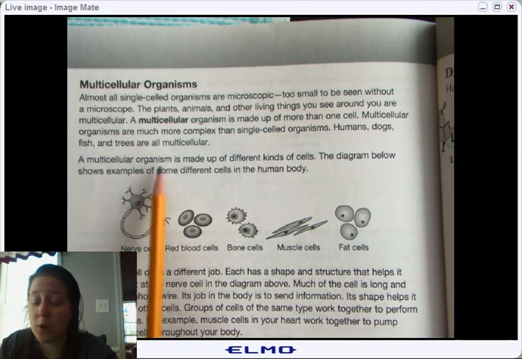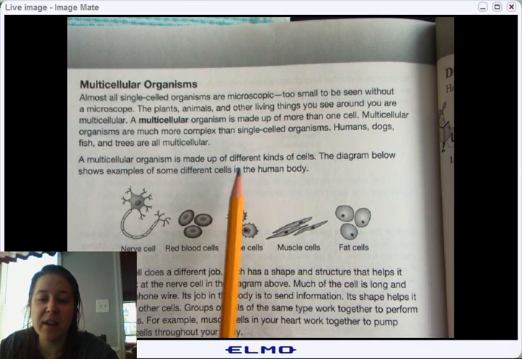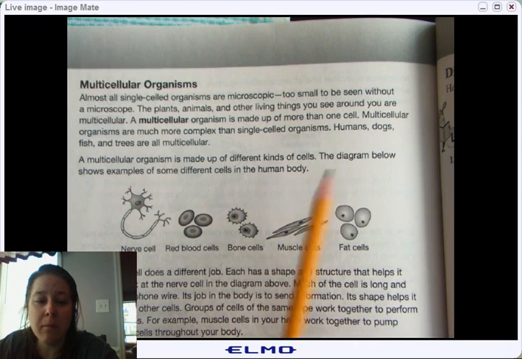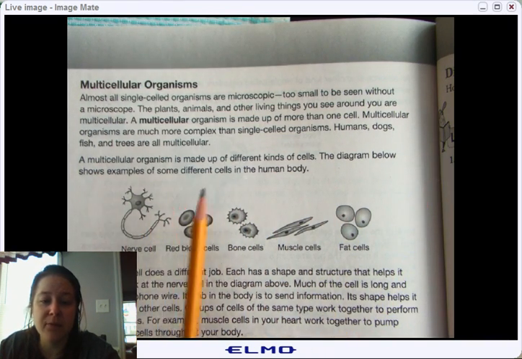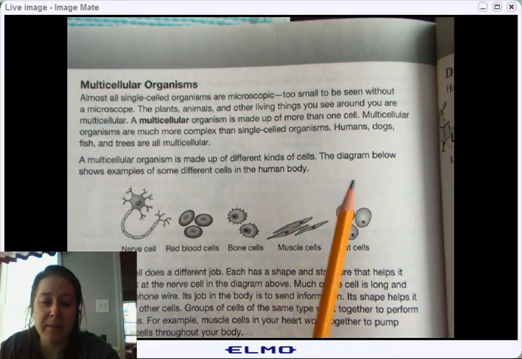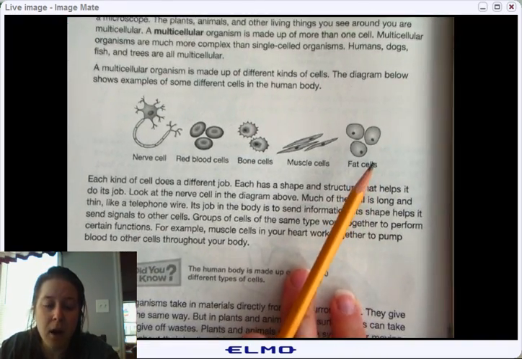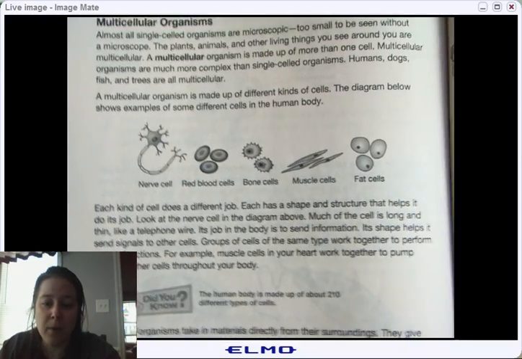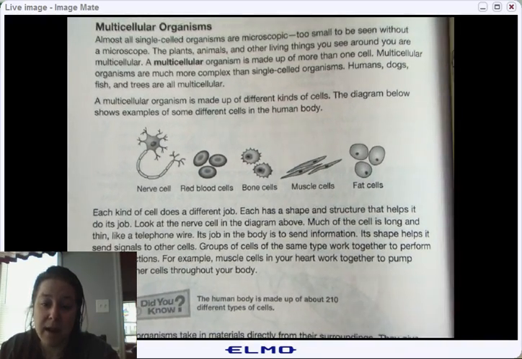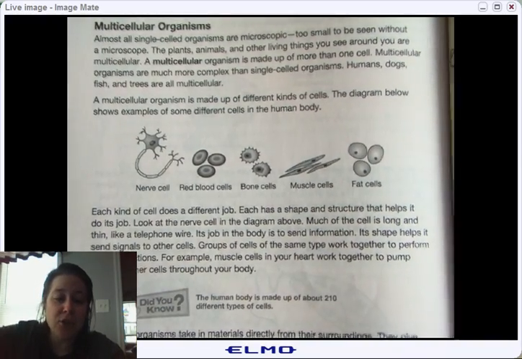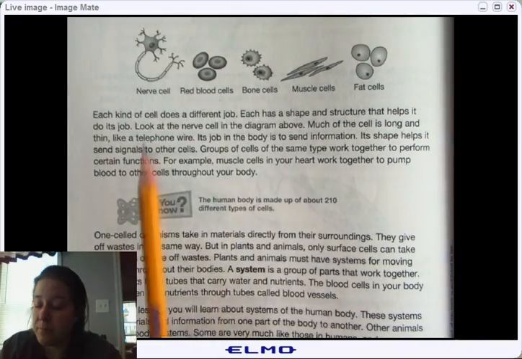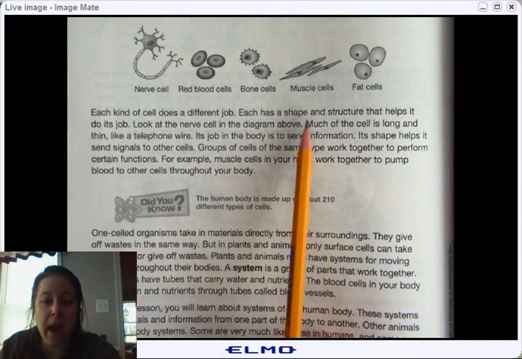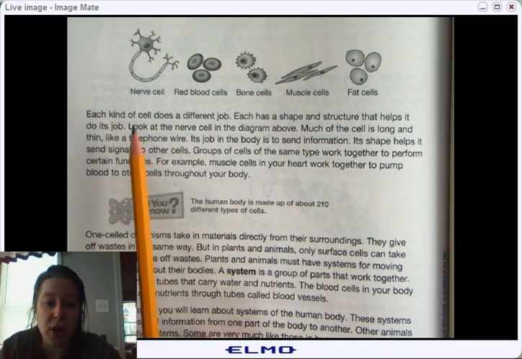A multicellular organism is made up of different kinds of cells. The diagram below shows examples of some different cells in the human body. So we have our nerve cell, our red blood cells, our bone cells, our muscle cells, and our fat cells. Each kind of cell does a different job. Each has a shape and a structure that helps it do its job.